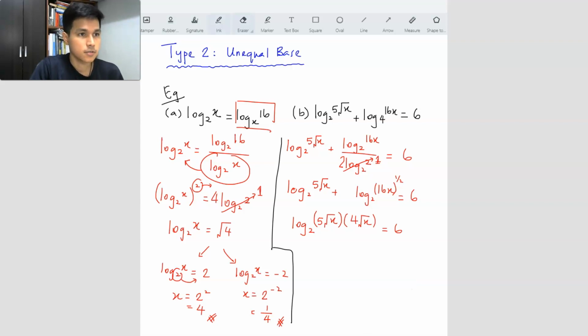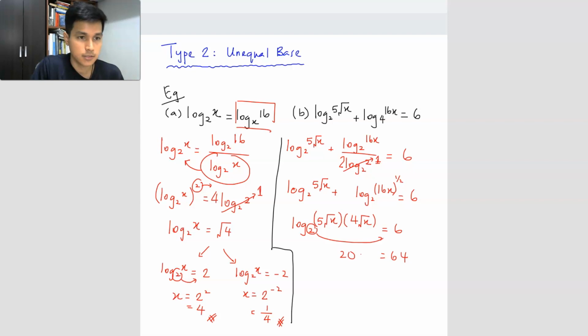Alright, let me erase this. So next step we can do is bring the 2 across. So you get 2 power 6. 2 power 6 is 64. Here you get 20, 5 times 4 is 20. √x times √x is x. So x is equals to 64 over 20. So x is equals to 3.2. Okay, so this is your answer.